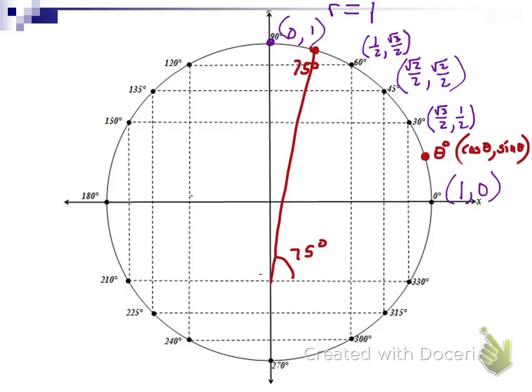This fact right here is huge. So you need to pick a point somewhere on your unit circle where you've got some space and put theta degrees, cosine of theta, sine of theta. The x-coordinate is the cosine value. The y-coordinate is the sine value. That's the most important takeaway so far.